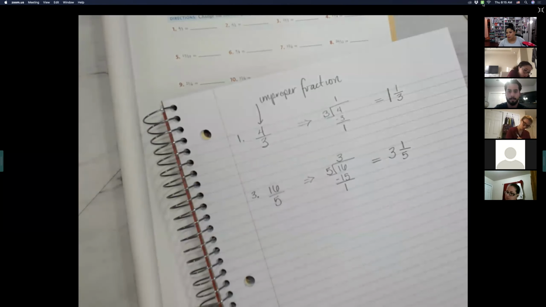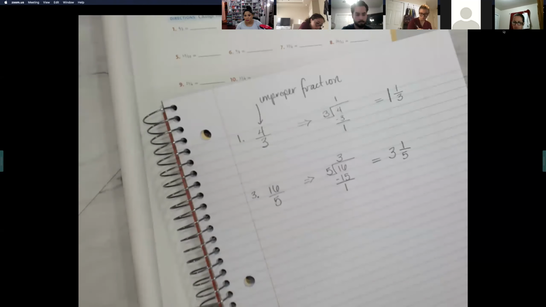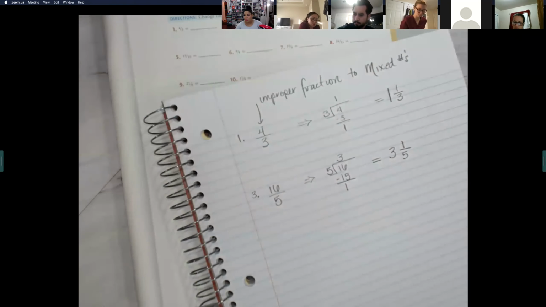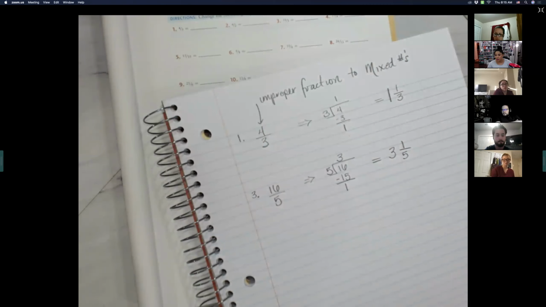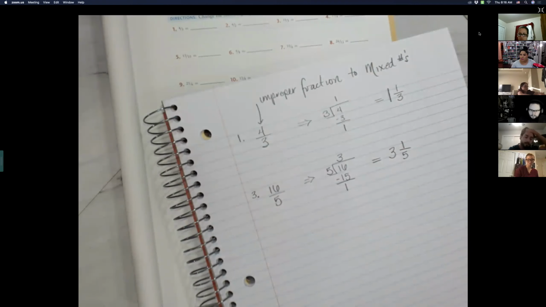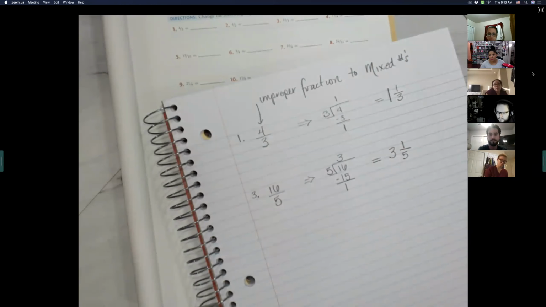Does anybody have any questions on how to convert improper fractions to mixed numbers? If you do, put a comment in the chat. I'm trying to see y'all's chat. I don't know what's going on with this thing. Okay, I'm gonna assume we're all good. If you need one more example, unmute yourself and tell me. If we're good, give me a unanimous thumbs up, let's keep moving.